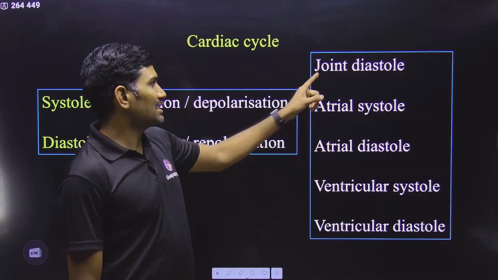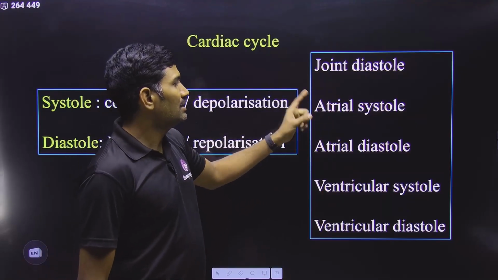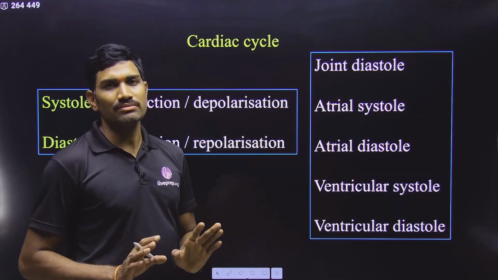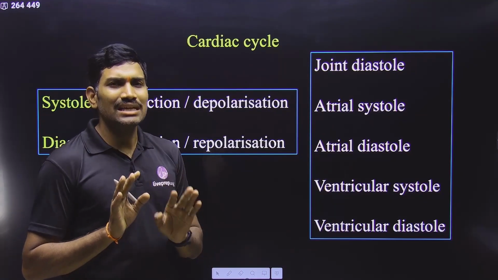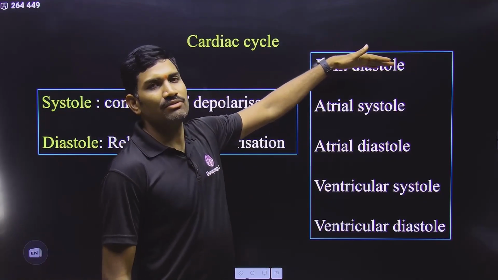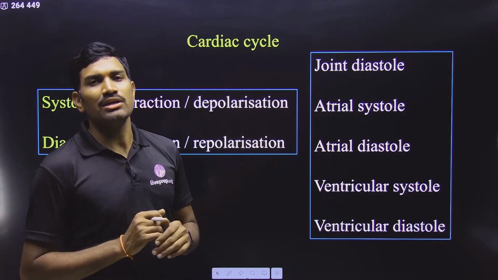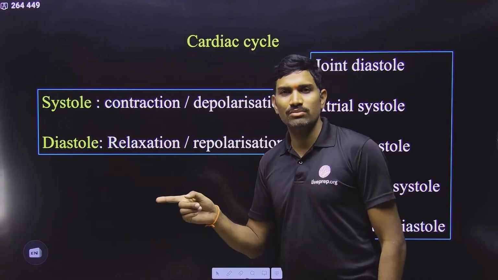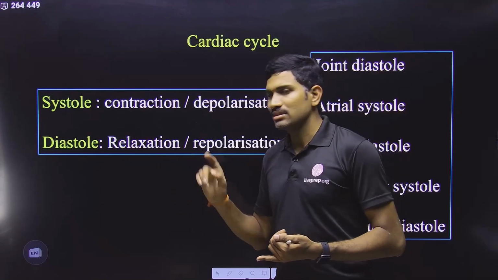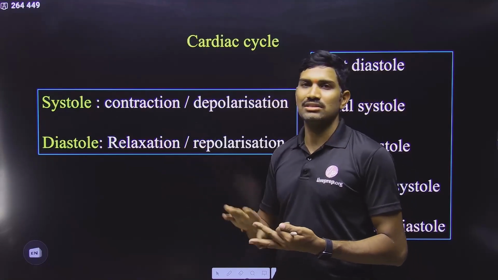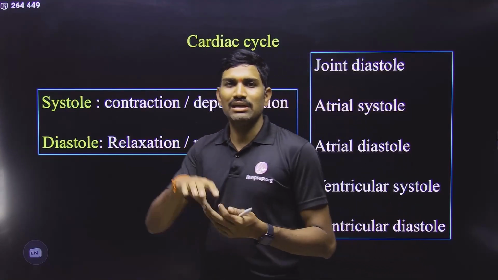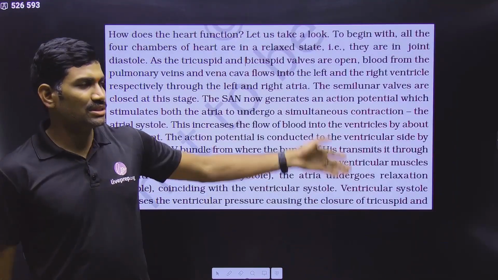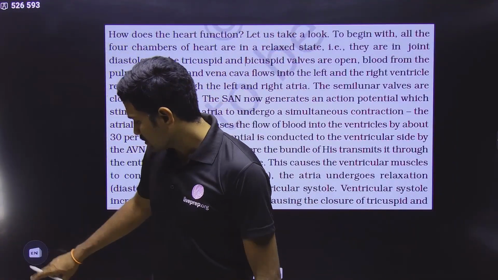In that cycle, you will study the points called joint diastole, atrial systole, atrial diastole, and ventricular diastole. For proper and easy understanding, we are starting with joint diastole. What does joint diastole mean? Diastole is relaxation. Joint diastole means atria are in a relaxed state, and ventricles are also in a relaxed state. With that condition, we will start this cycle, and let me explain the entire information, then we can read the NCERT content.